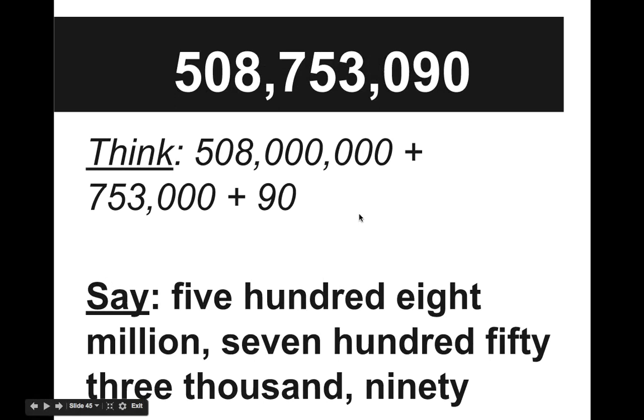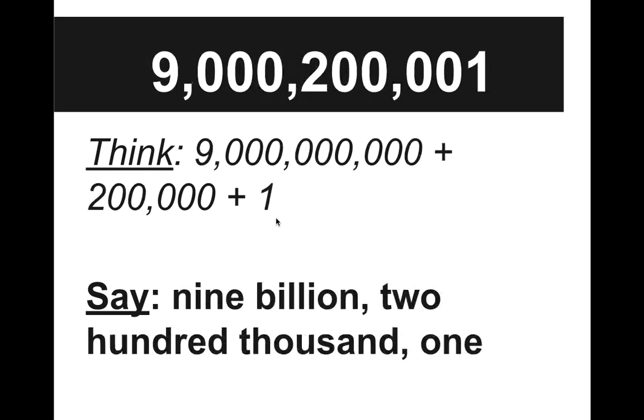Ooh, this is a big one, but we can do this. These are hundreds, thousands, millions. So we say 508,753,090. So you can again go backwards. Hundreds, thousands, millions, billions. 9,200,001.